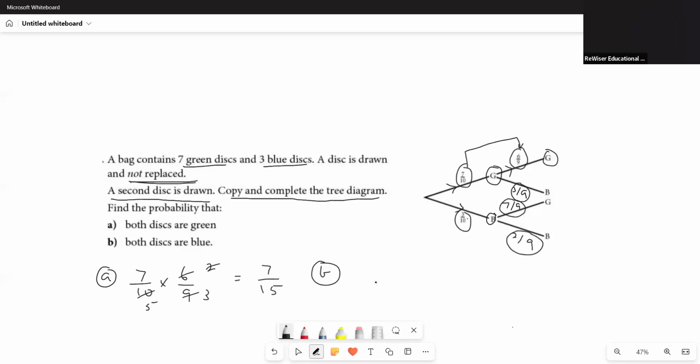But this is blue and this is blue. So that means it's 3 by 10 into 2 by 9. So if I cancel this out, that's 3 and that's 5.